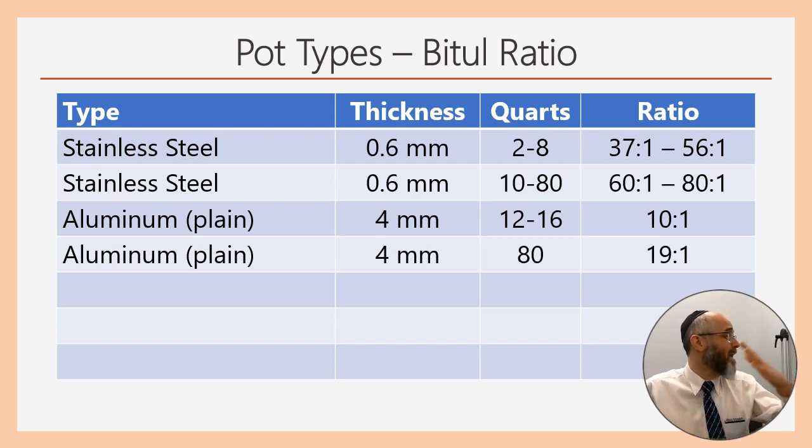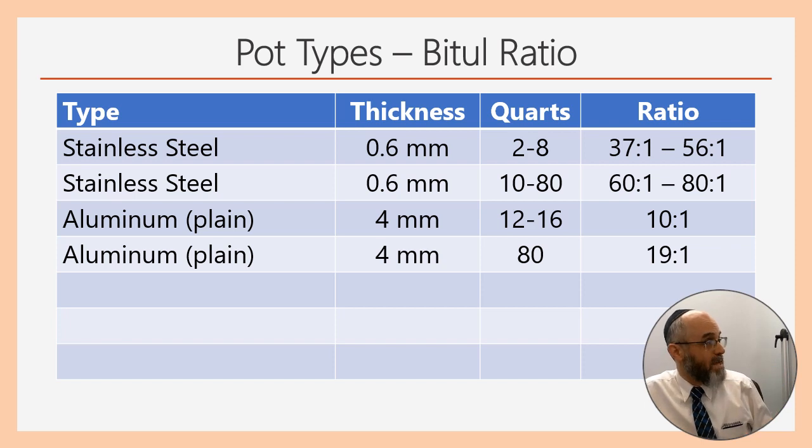So it's way more than what the Prima Garden was saying to us, that it's going to be 30 times. It's going to be way more than that, again depending on the size of the pot. The bigger the pot, the higher the ratio is going to be.